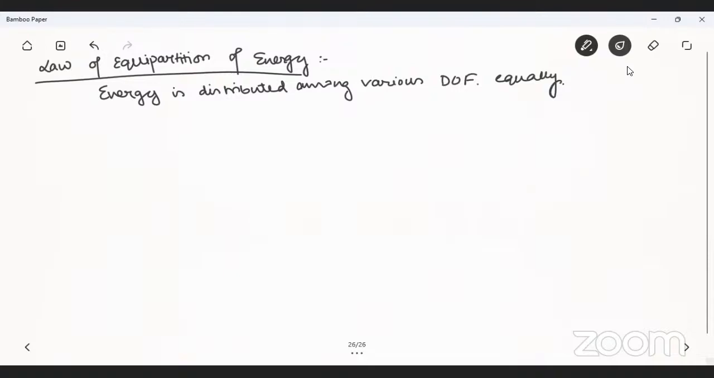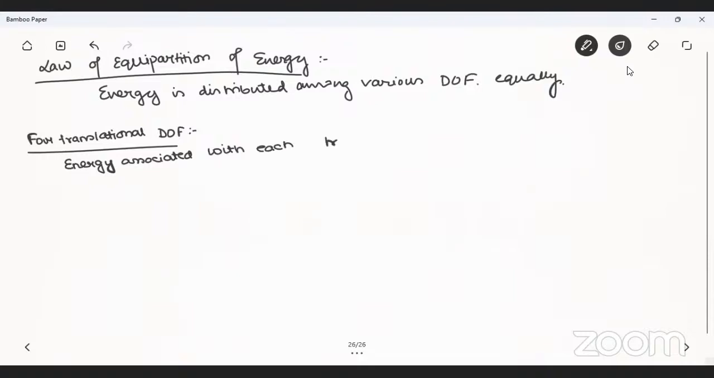Okay, so let's write here. For translational degrees of freedom, the energy associated with each translational DOF per molecule, always remember this, we also always consider it per molecule, will be half kT of molecules. We will be learning how to do this. For now, just listen.